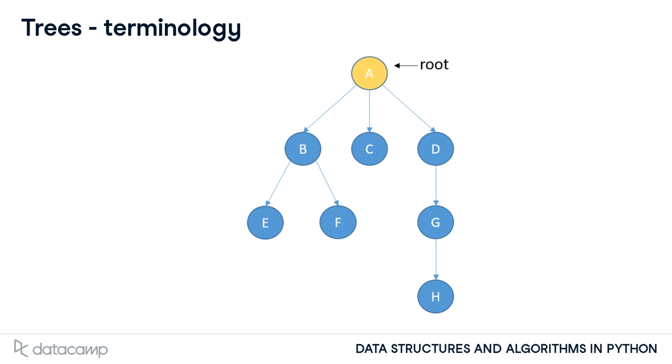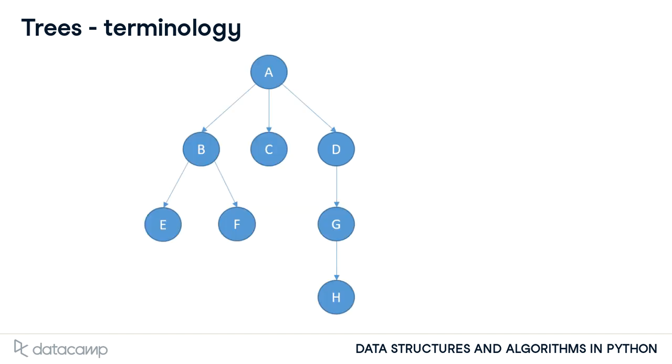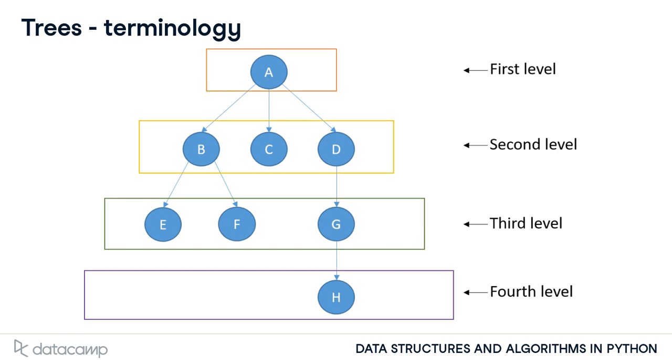The first node of a tree is called the root. A node can be the parent of other nodes. These nodes are called children. Trees have levels. In this tree, we have these 4 levels.